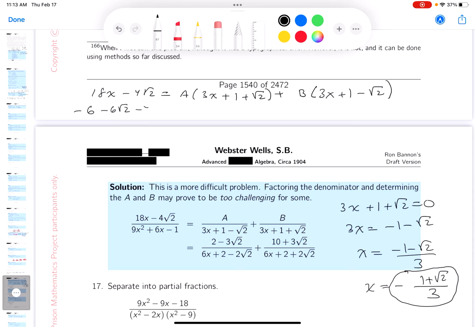And that would be minus 4 root 2. Now, what's nice about that is the first term with the coefficient a on it would disappear. I mean, if you multiply, what would you get? You get minus 1 minus root 2. That would just give you a 0.